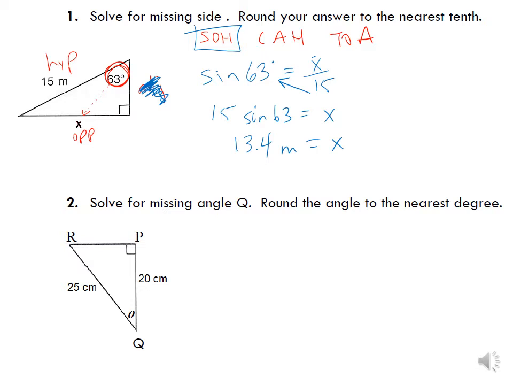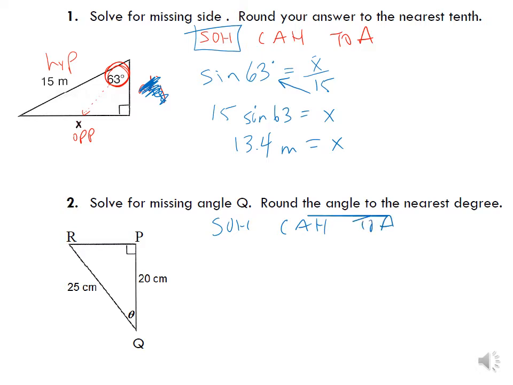Number 2, solve for missing angle Q and round to the nearest degree, which just means nearest whole number. Step number 1, take a look. Do you see the 90? Yes. So we're going to write down Sohcahtoa.